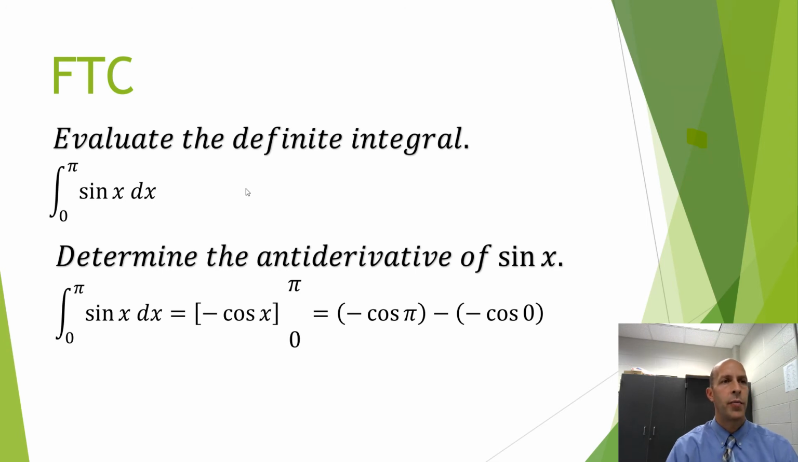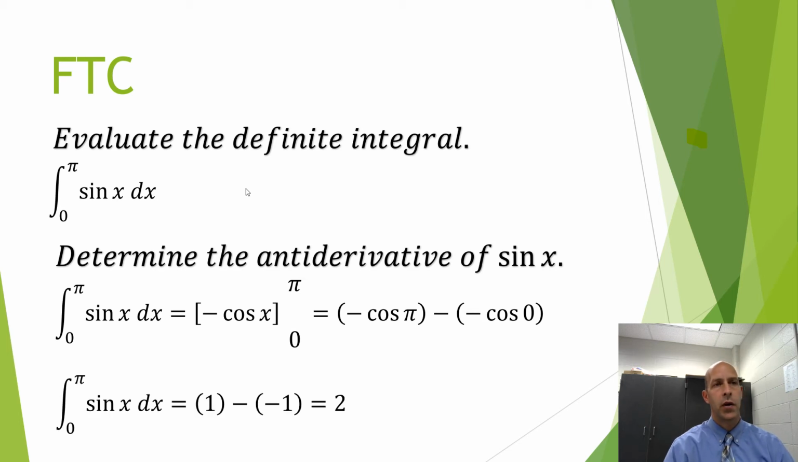from 0 to pi. So we're just going to substitute the pi and the 0 in there, and we're going to get negative cosine pi minus negative cosine 0. And negative cosine pi is 1, and minus negative 1 is another 1, and 1 plus 1 is 2, so that area is 2, or I should say, that definite integral.